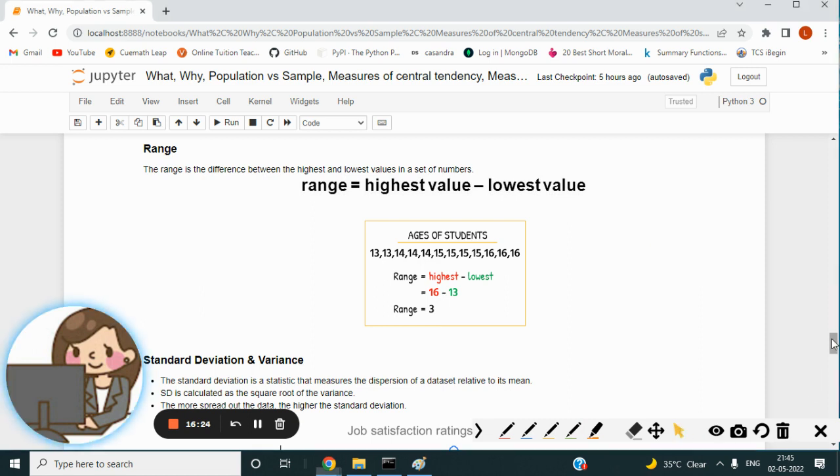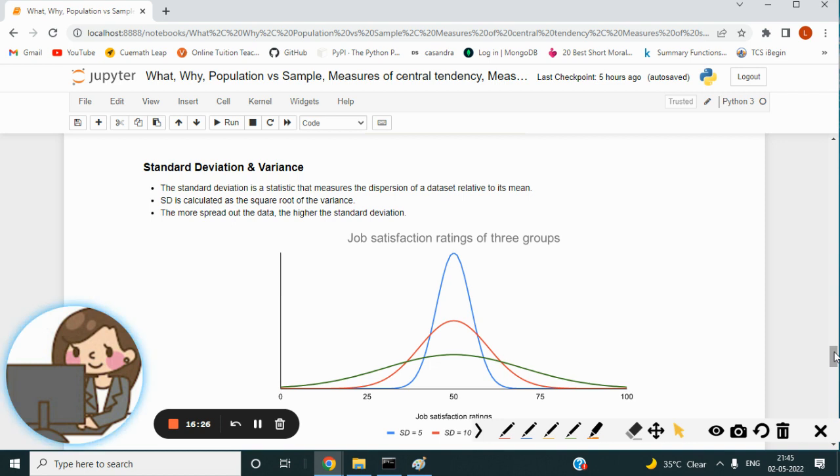Standard deviation is a statistic that measures the dispersion of a data set relative to its mean. Basically, suppose we have a set of data, it checks how this data is dispersed from the mean. From the mean, how far is this set of data? That is what we calculate using standard deviation. Standard deviation is the square root of variance. Variance is again a measure of dispersion, and once we take the square root of it, we get the standard deviation.